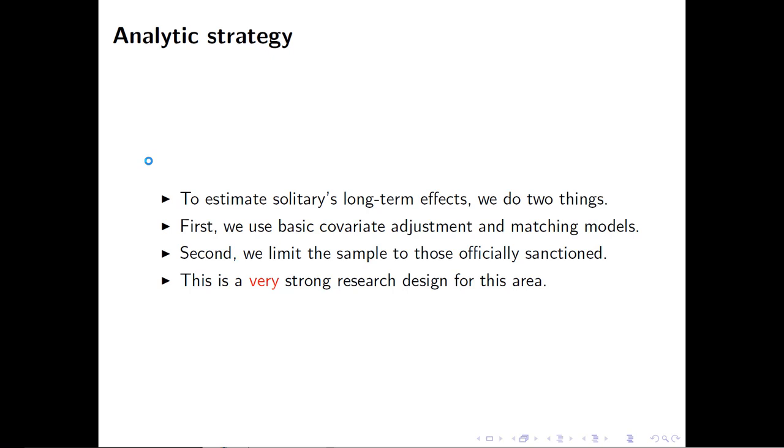Yeah? Can you use the old judges random assignment strategy, in terms of random assignment to wardens that are the most badass versus the softies? Yeah, so they're pretty much all softies in Denmark.